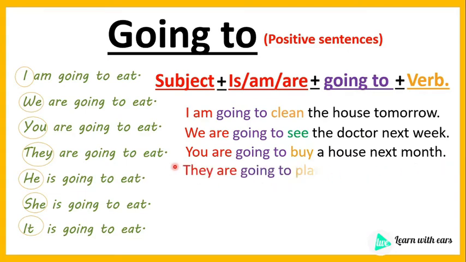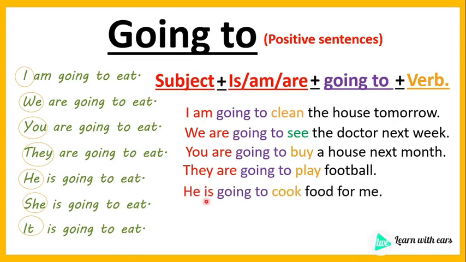Next sentence, they are going to play football. With they we use are, then going to, verb, and football. Next sentence, he is going to cook food for me. With he we use is. Next sentence, she is going to pay the bills. She is a singular subject. With a singular subject we use is. He is also a singular subject. She is going to pay, and then the bills.